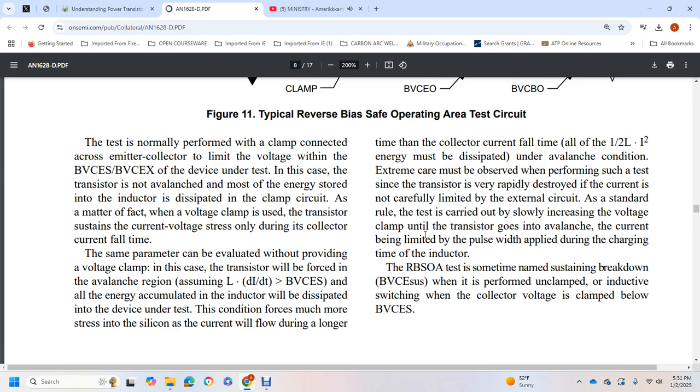In the device under test, in this case, the transistor is not in avalanche. Most of the energy stored in the inductor is dissipated in the clamp circuit. As a matter of fact, with the voltage clamp used, the transistor sustains the current and voltage only during the collector current fall time.